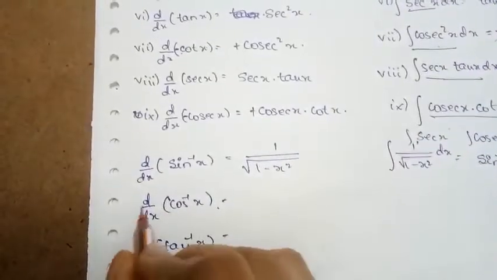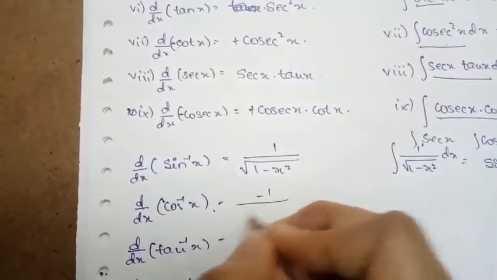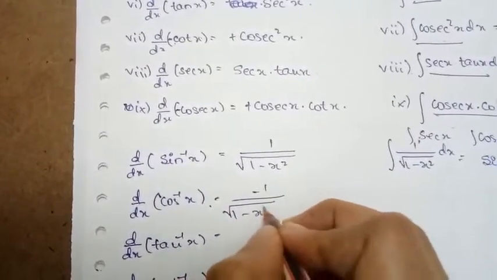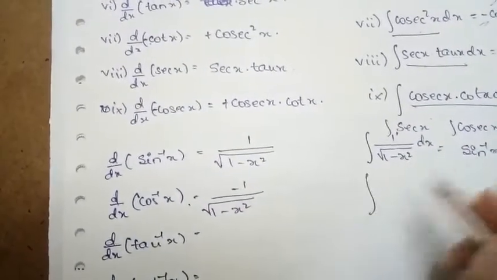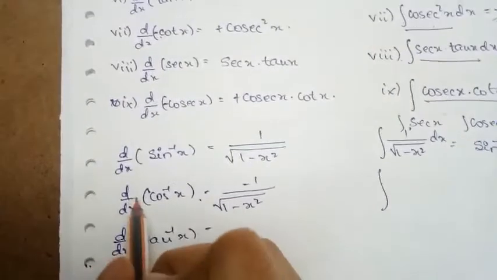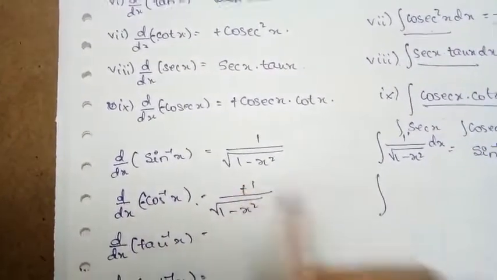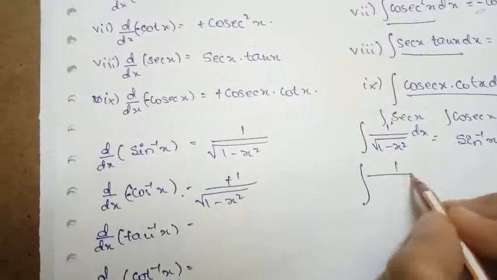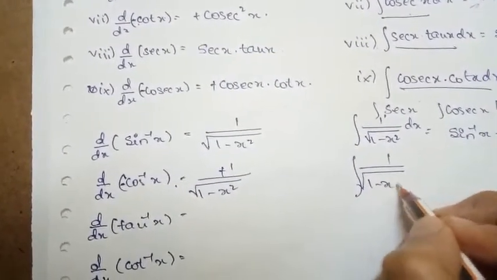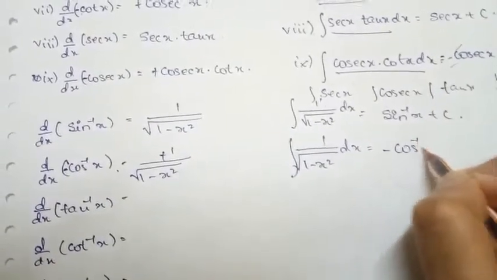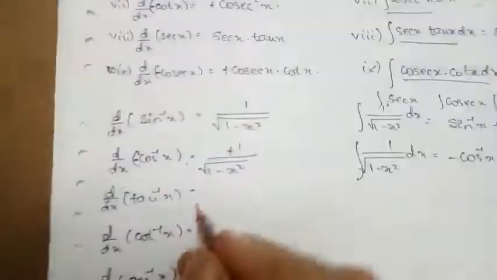The differentiation of cos inverse x is minus 1 divided by square root of 1 minus x square. So if I take minus cos inverse, the differentiation of minus cos inverse x becomes plus again. So the integration of 1 divided by square root of 1 minus x square dx becomes what? Minus cos inverse of x plus c.